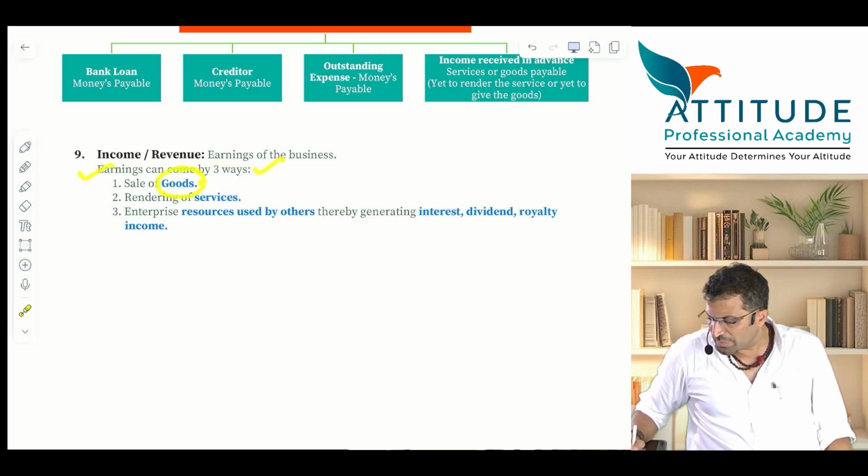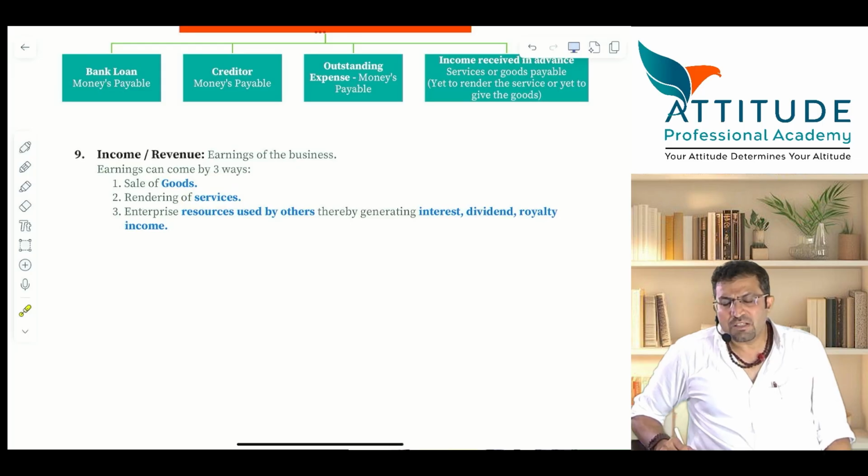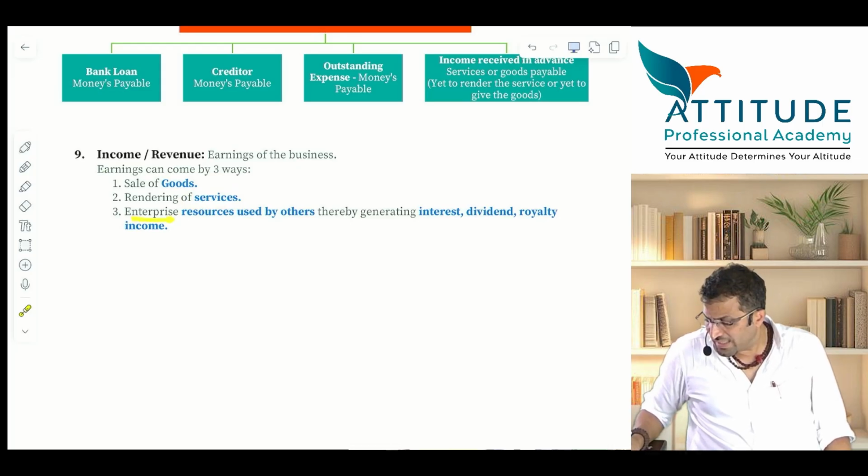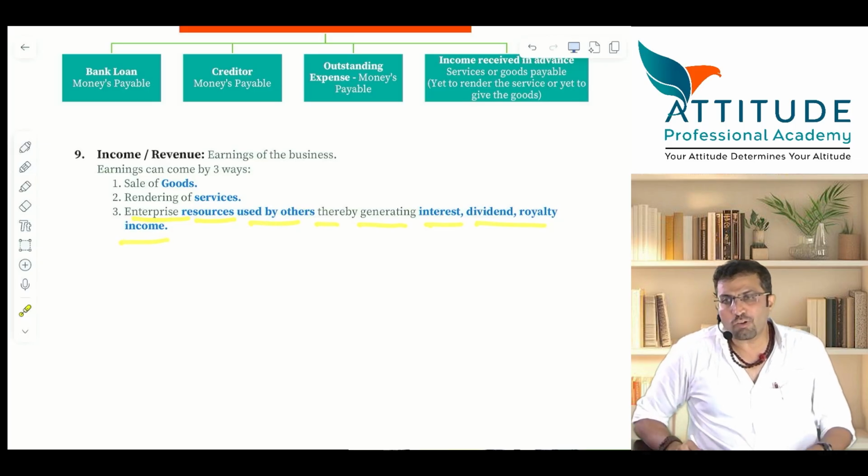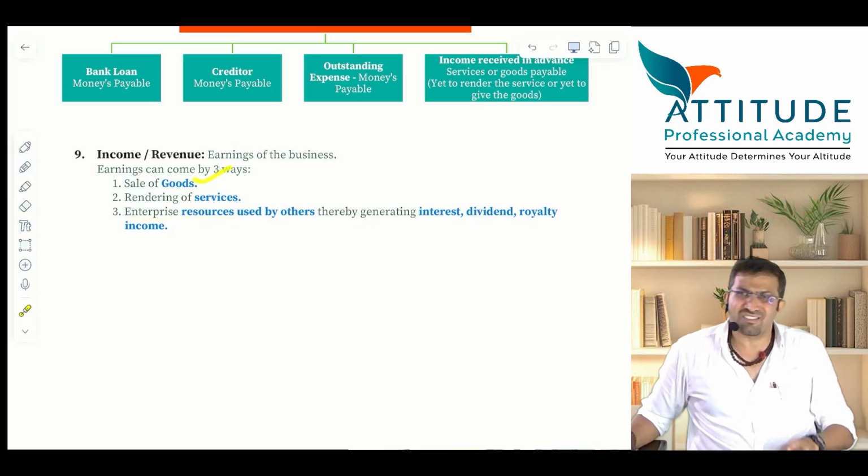Three ways. One is by sale of what? Goods. Second, rendering of services. Third, enterprise resources used by others, thereby generating interest income, dividend income and royalty income. Sir, sale of goods, very simple.